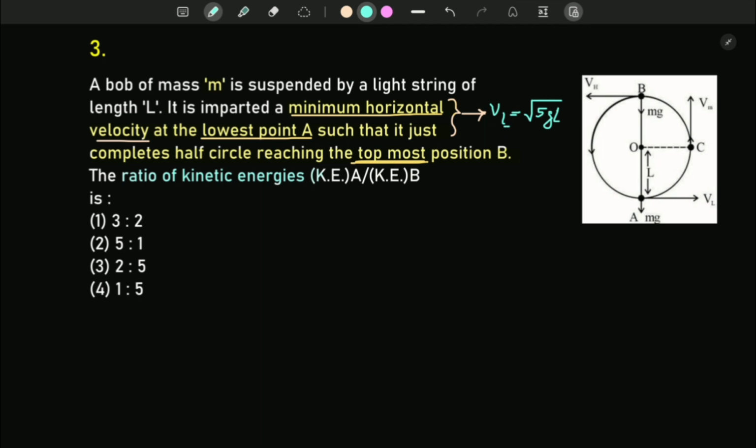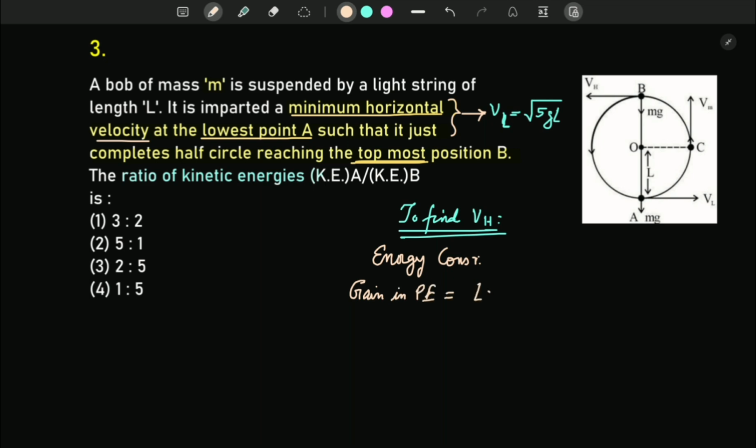We should remember these relations. All this comes from energy conservation. Now we need to find VH, which is the velocity at the uppermost point. So we will use energy conservation at the lowest point and at the upward point, A and B. So gain in potential energy PE equals loss in kinetic energy KE.